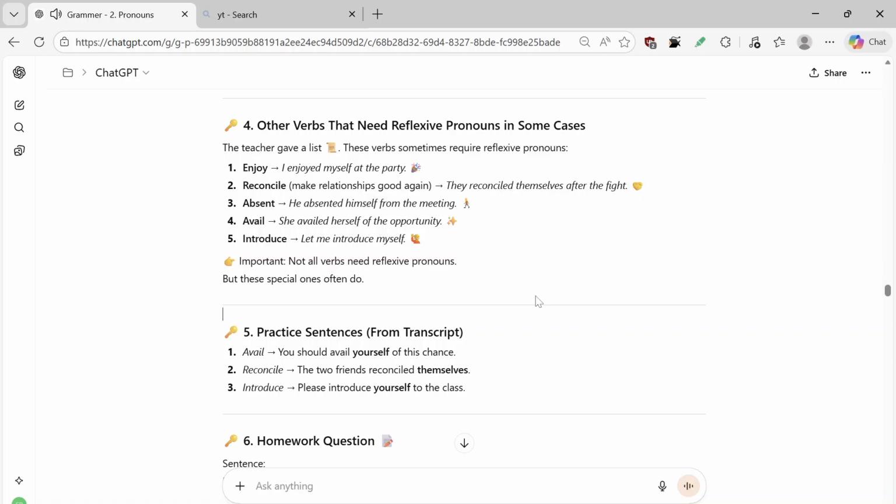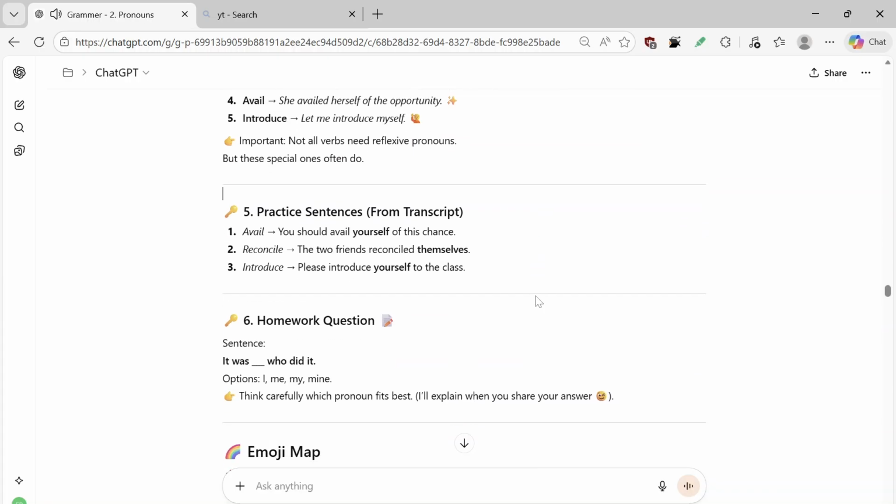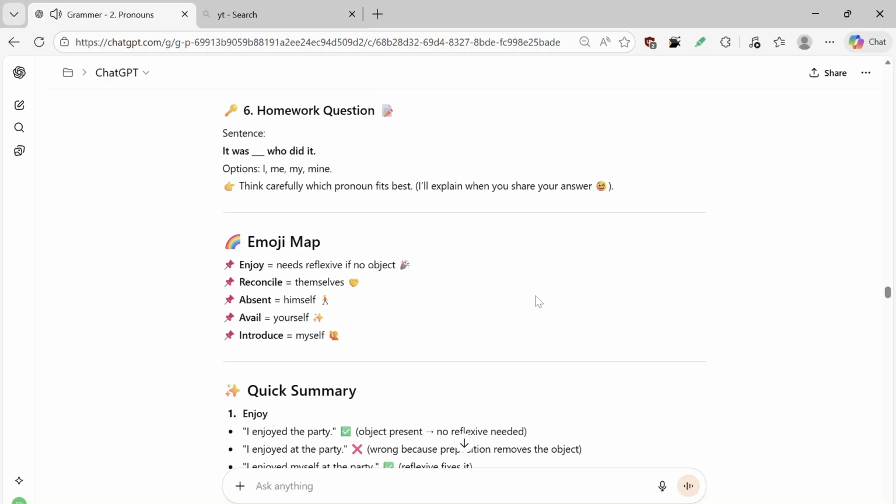5. Practice sentences from the transcript. 1. Avail. You should avail yourself of this chance. 2. Reconcile. The two friends reconciled themselves. 3. Introduce. Please introduce yourself to the class. 6. Homework question sentence. It was who did it. Options: I, me, my, mine. Think carefully which pronoun fits best. I'll explain when you share your answer.